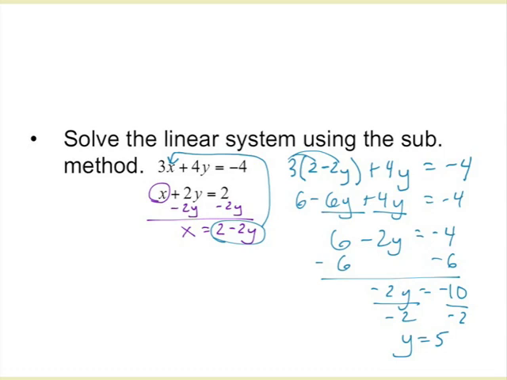And we do that by taking this answer and substituting it or plugging it into where we had gotten the other letter all by itself. So x is equal to 2 minus 2 times y, and we just found y is 5.